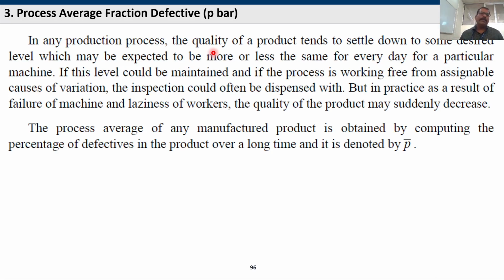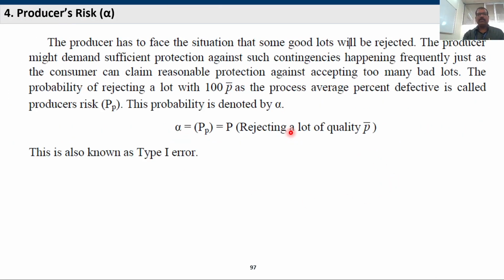Similarly, we can check for other B, C, D. If you do, it is time saving, cost saving. So in order to set that, you need to monitor continuously and set that value. What we are setting is called the process average fraction defective. I hope you understood that.